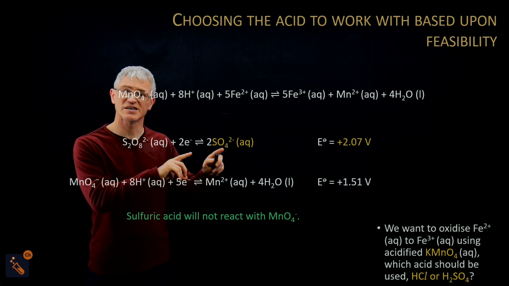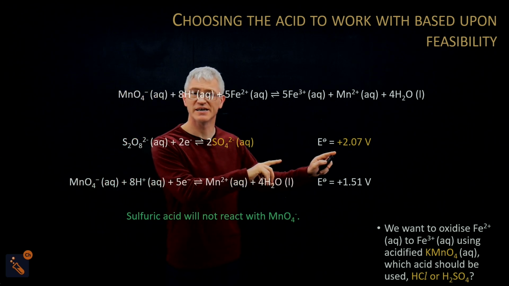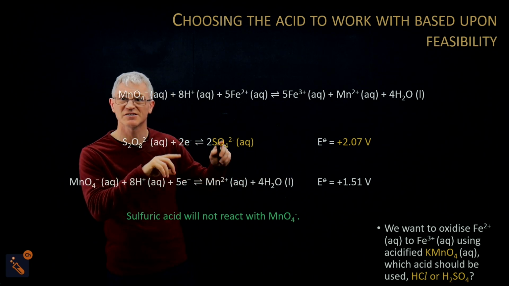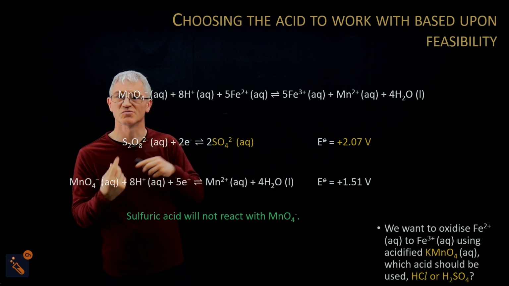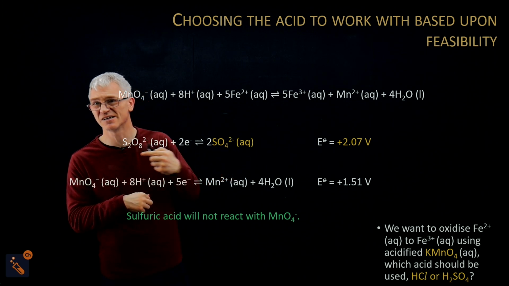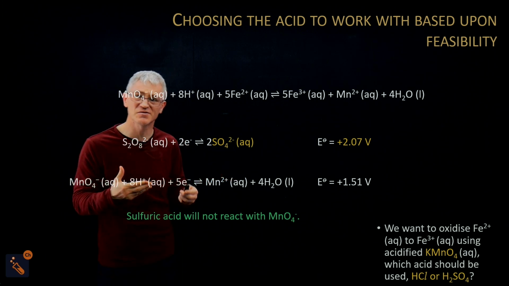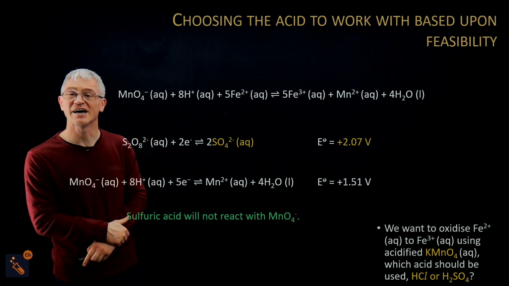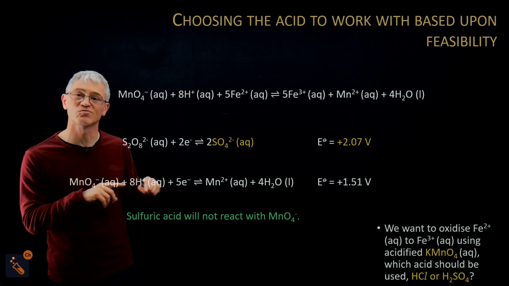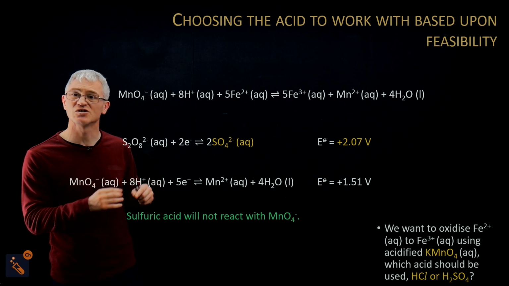Well, the SO4 has got a higher electrode potential, so the SO4 would want to gain. And the SO4 can't gain anyway because the SO4 can only lose. So we don't have to worry about the SO4 actually reacting with the MnO4. Remember, we're going to react this with iron, and we're going to do a titration.